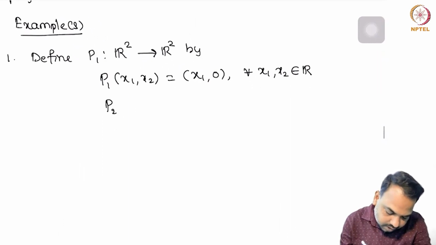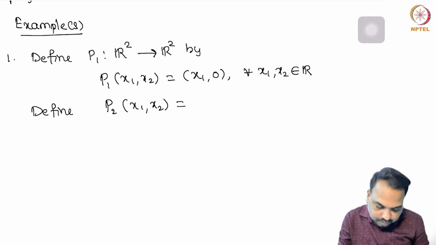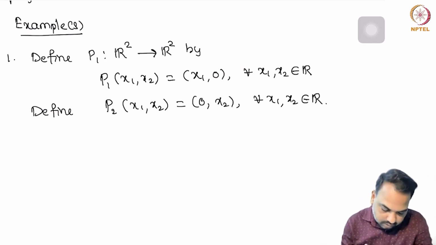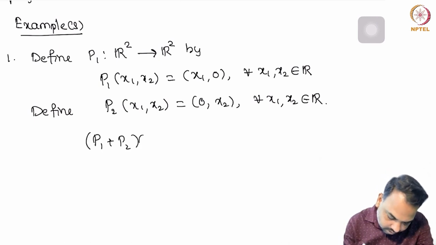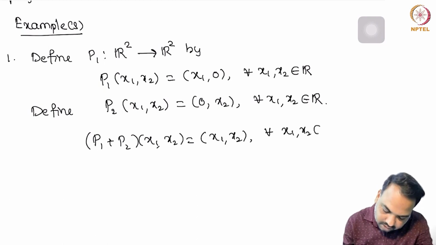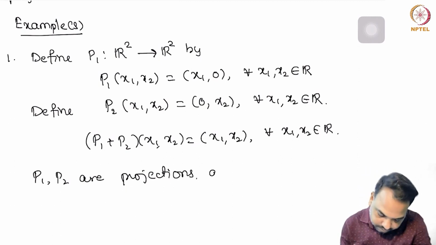Similarly, we can define P2 of x1, x2 as 0 comma x2 for all x1, x2 in R. Now if you look at P1 plus P2 of x1 comma x2, it is nothing but x1 comma x2 for every x1, x2 in R. So we can again check that P2 is also linear and both P1 and P2 are projections, and their sum is the identity operator on R2.